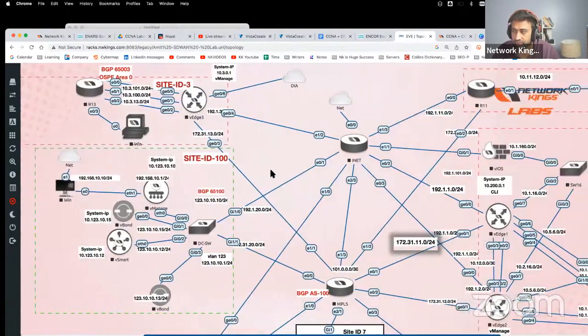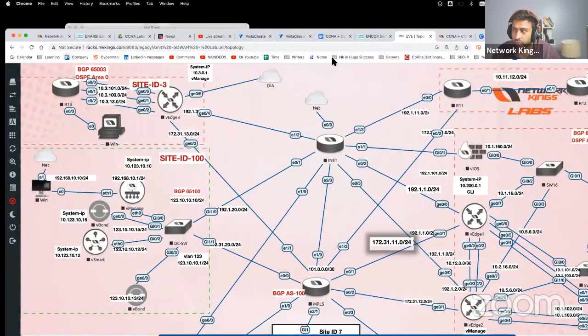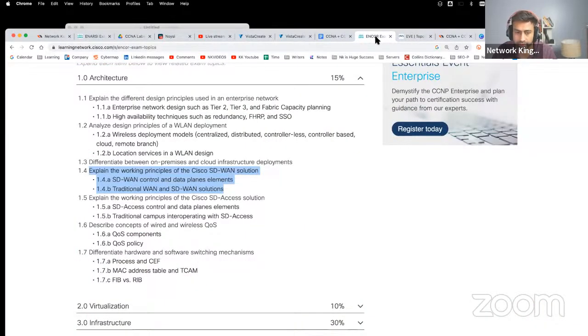You can see this is the lab access you are going to get for SD-WAN. You can also take CCNA and Encore plus SD-WAN. The people who have done an RC with me can take a combo, Encore SD-WAN also.